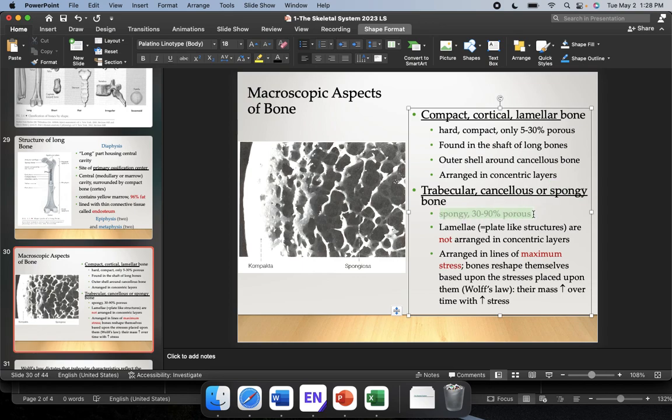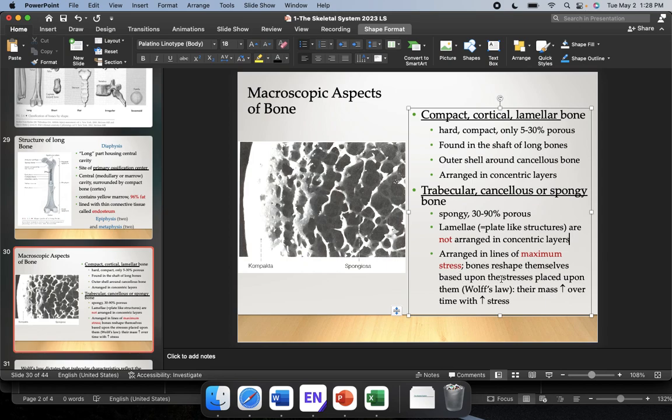So spongy bone is 30 to 90% porous. It has lamellae not arranged in concentric layers there. So maybe a spider web might be a good analogy. It's a spider web of bone that is expanding out, and it adapts to the area of maximal stress. So we have here arranged in lines of maximum stress.